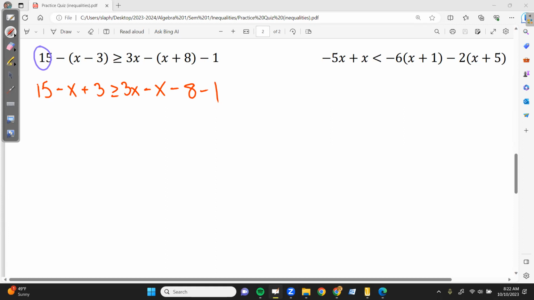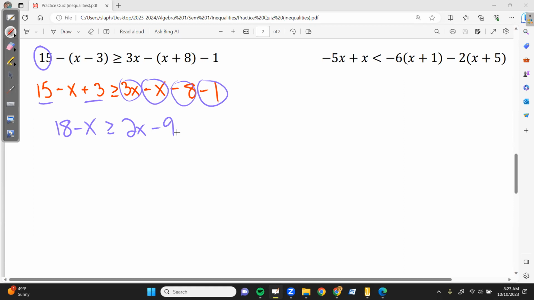So now, yeah, Alana, I'm going to combine some like terms. When I put my 15 and my plus 3 together, I get 18. And then on the right side, when I put my 3x and my minus x together, I get 2x. And then my minus 8 and my minus 1, I get minus 9. So this is the crossroads. If you made it this far, this is a good sign. Now don't do anything goofy.